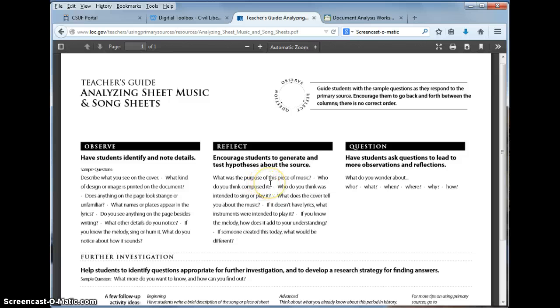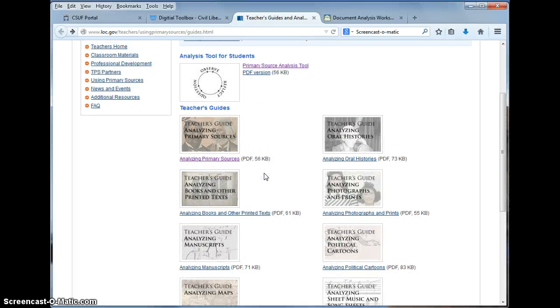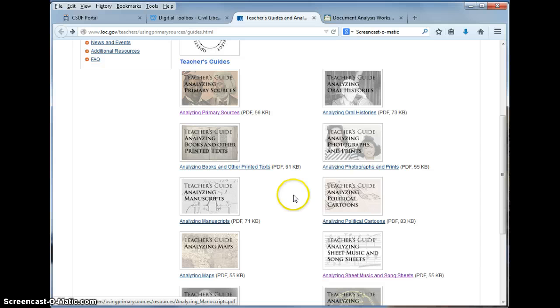In the reflect period, again, these questions are focused on music and song sheets, such as what was the purpose of this music? What does the cover tell you about the music? If you know the melody, how does it add to your understanding? If someone created this today, what would be different? So again, these teacher guides are helpful in helping teachers to develop very specific kinds of questions in helping students understand primary sources of any type. So it could be sheet music, could be manuscripts, could be political cartoons, could be printed books and texts.